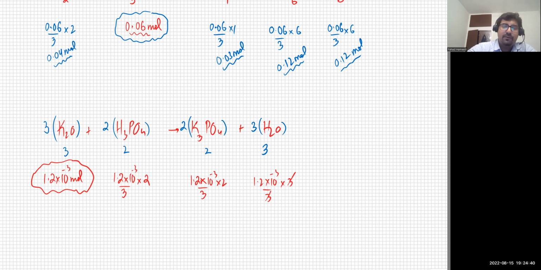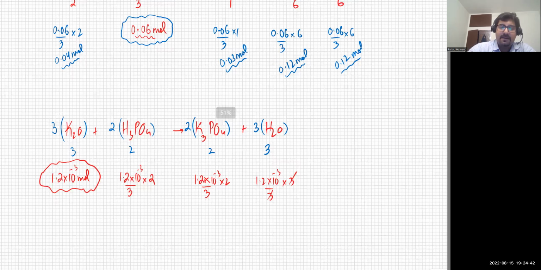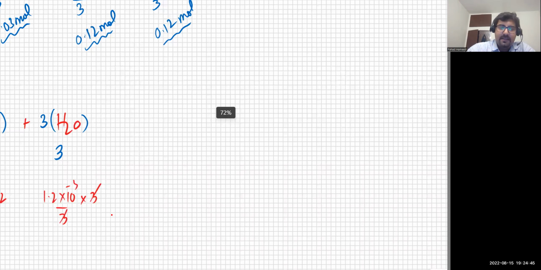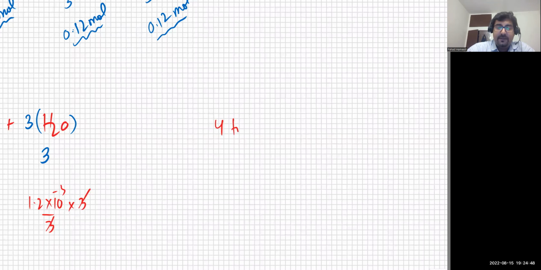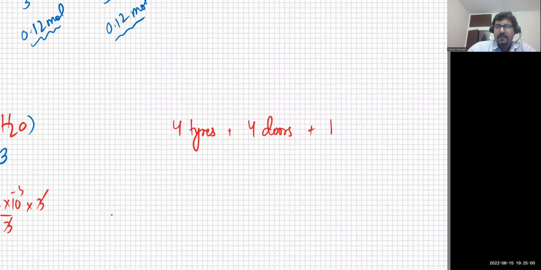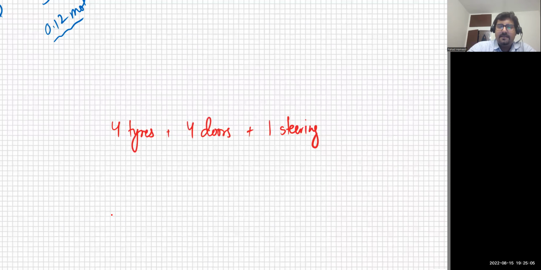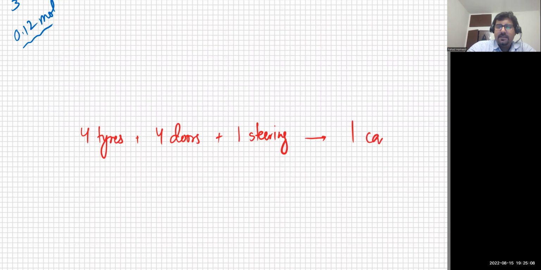Most moles questions are like your car example. If you want to make a car, it's ratios, right? You need 4 tires, you need 4 doors, you need one steering wheel, and let's say that makes one car. So this is like a ratio. Most questions are going to be very similar. 4 of this react with or combine with 4 of this, and they need 1 of this, and then they end up making this product.